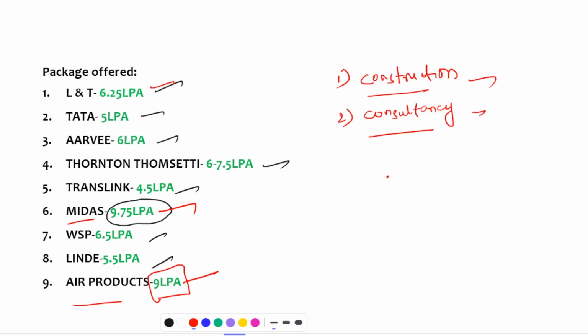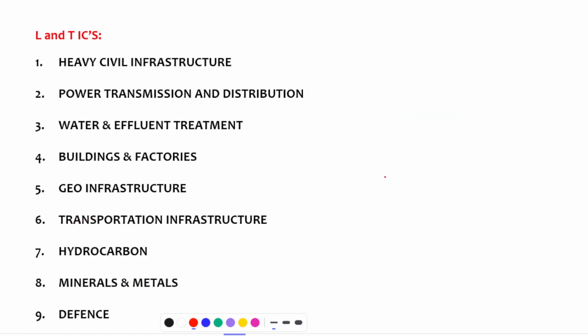Now I am going to brief about each company. First company is L&T. L&T has a lot of ICs. You can see these are the different ICs: heavy civil infrastructure, power transmission and distribution, water and effluent treatment, buildings and factories, geo infrastructure, transportation infrastructure, hydrocarbon, metals and minerals, and defense. These are all the different ICs which L&T has. Each IC deals with a different type of project.